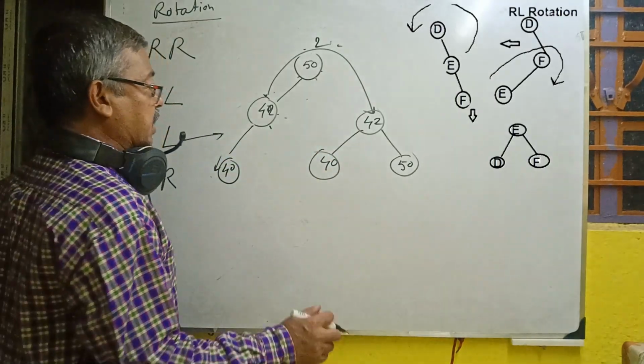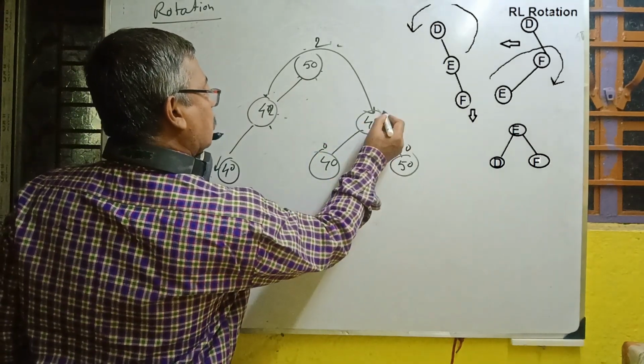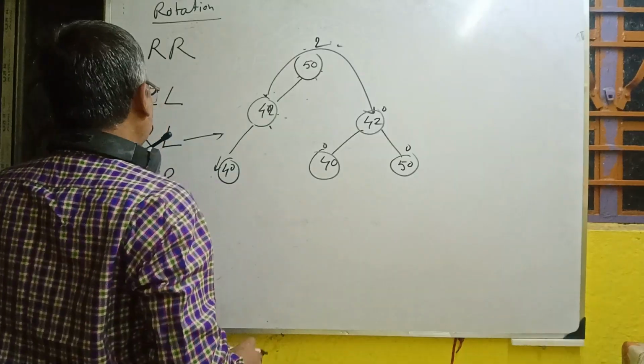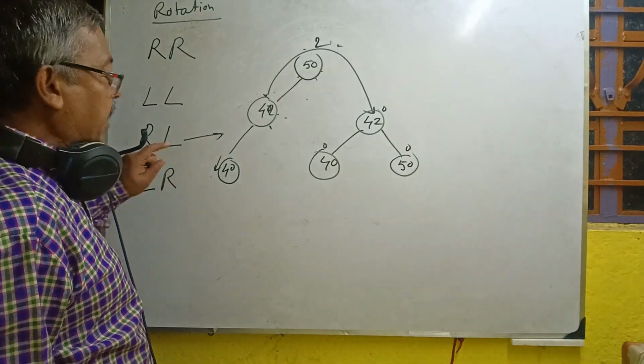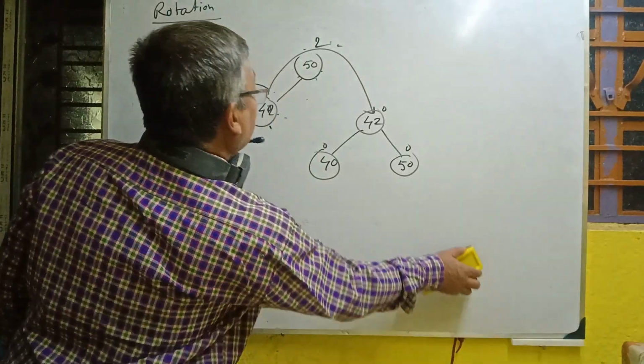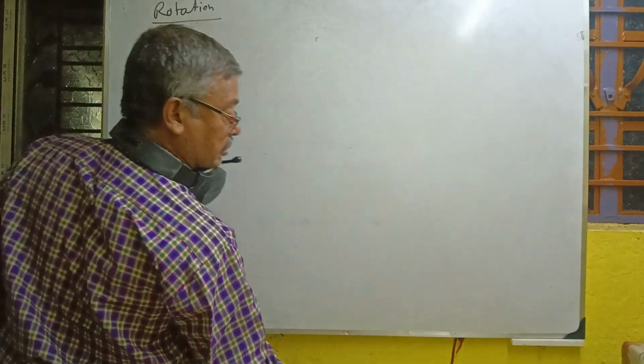is an AVL Tree. If we check the BF, 40 has BF 0, 50 has BF 0, and 42 has 1 minus 1, that is 0. So it is now normal. It is an AVL Tree. So we have shown one rotation, RL. Now I am showing the other rotations, that is LR, LL, and RR.